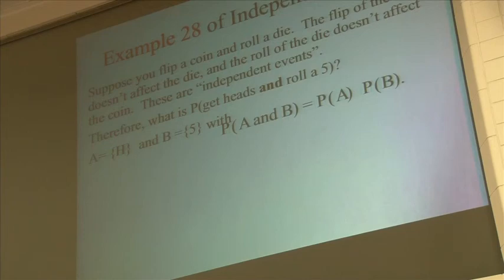What is the probability that you get a heads and roll a die? So the probability that you roll heads is what? Putting the two together, the probability is 1 out of 12. Yep, 2 times 6.